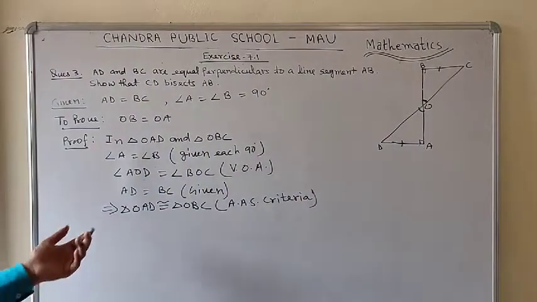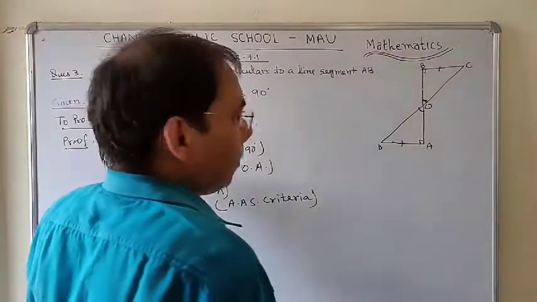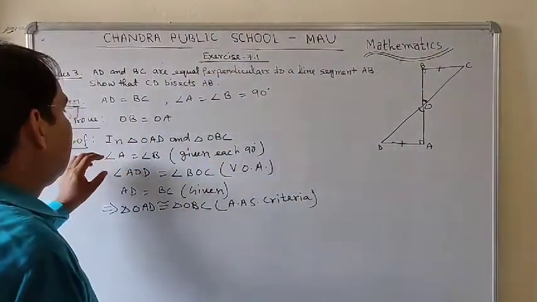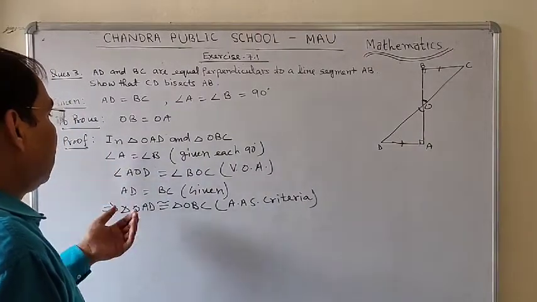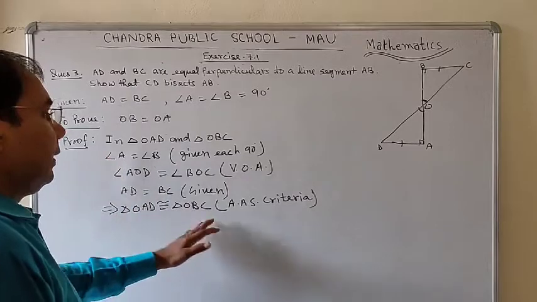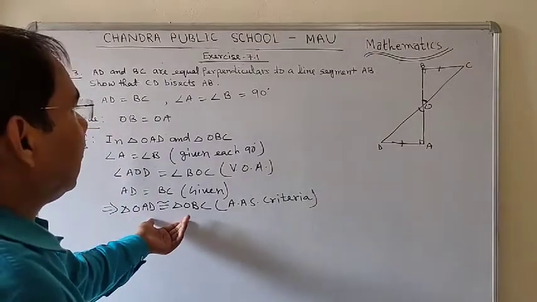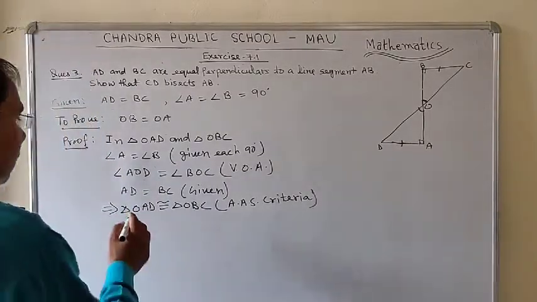AAS criteria, angle-angle-side. The third criteria which I have given: if two angles and one side are equal, then both the triangles will be congruent. So here the AAS criteria is going to be followed. So if both the triangles are congruent, then what does this mean?